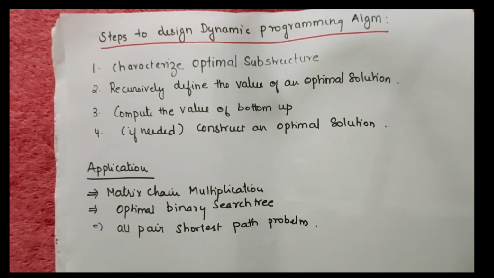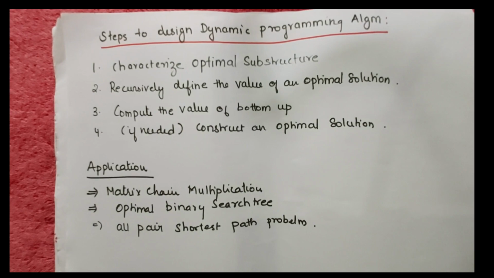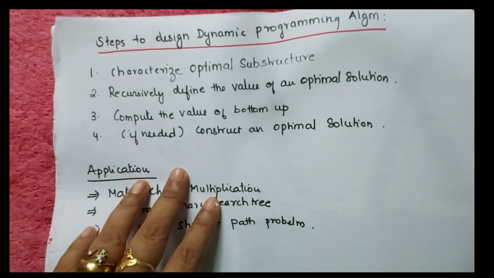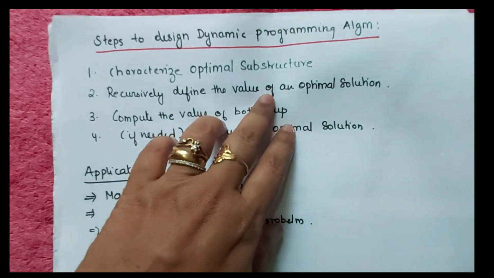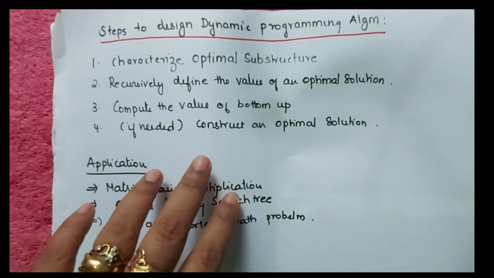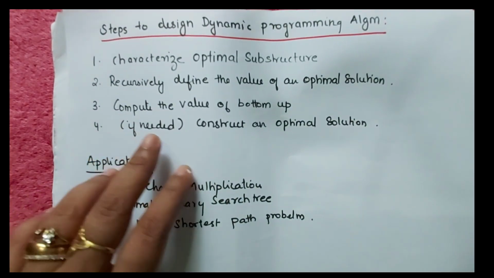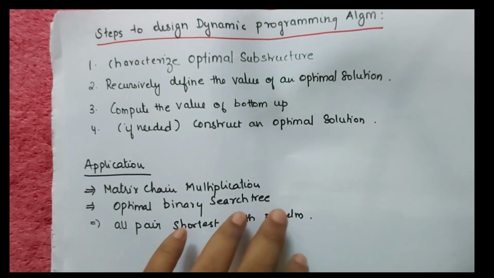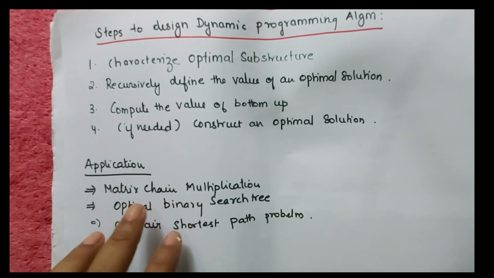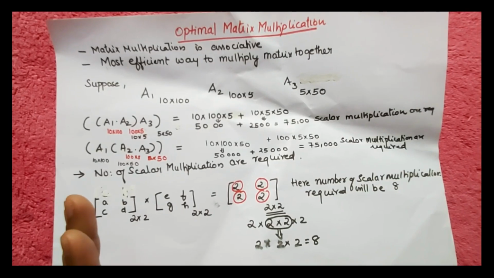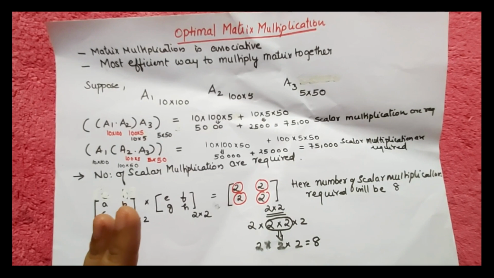Let us check the steps of a dynamic programming algorithm. First is to characterize the optimal substructure, then recursively define the value of an optimal solution, compute the value bottom up, and if necessary, construct an optimal solution. Now what are the applications? It is used in matrix chain multiplication, optimal binary search tree, and all pair shortest path algorithm.